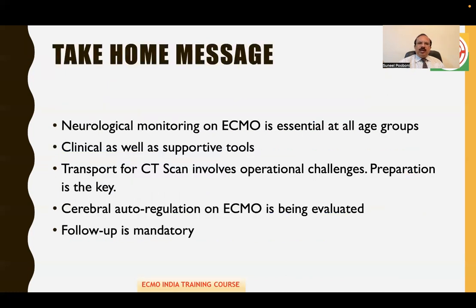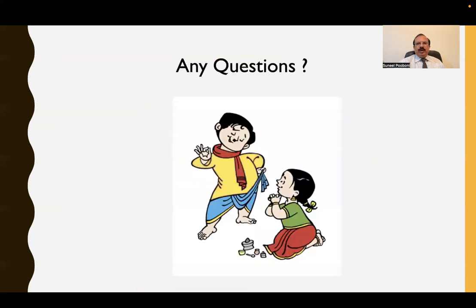So the take-home message is that neurological monitoring in ECMO is essential in all age groups. Clinical as well as supportive tools are helpful for neuromonitoring. Transport for CT scan involves operational challenges. Preparation is the key. Cerebral autoregulation is being evaluated, and we will come to know much more about how to manage the integrity of the brain during ECMO with these studies. Follow-up is mandatory in these patients.